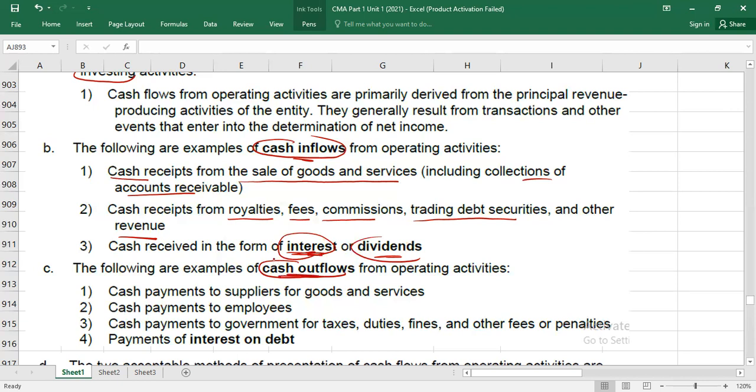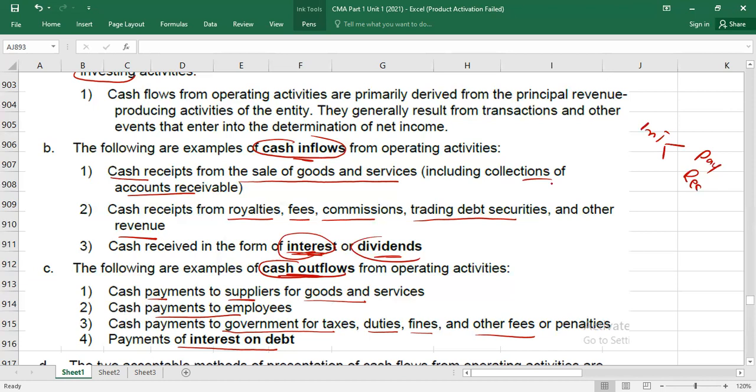Then which items are part of cash outflows? It might include cash payment to suppliers for goods and services which you are buying in day-to-day operations, cash payment to employees, cash payment to government for taxes, duties, fines, and other fees or penalties, or maybe payment of interest on debt. Maybe you have taken a loan and you have paid the interest on that. Under US GAAP, interest payments and interest receipts both are part of operating activities.